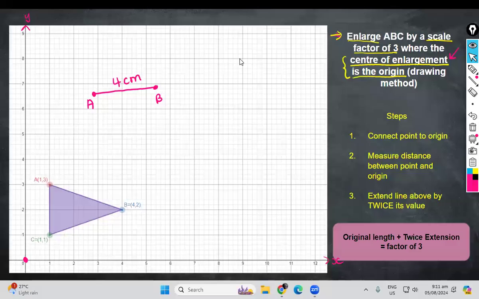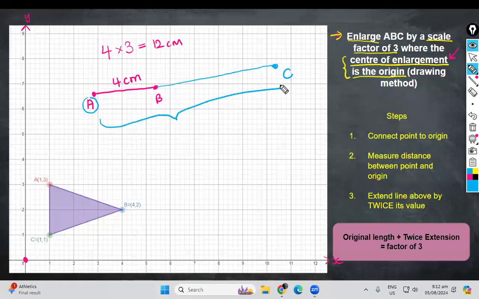Most people are saying 12, right? And that is the correct answer, because if you take 4 and multiply it by 3, you will get 12 centimeters. So that means to make this line, which starts at A, 3 times larger, the final length of the line, like if we extend it, let's go up to C. The full length of the line would be 12 centimeters. From A to C would be 12 centimeters. And like I said, that is the correct answer. But how did we make it 12 centimeters, right?